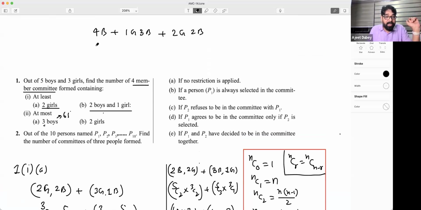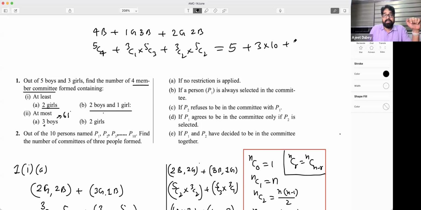4 boys, how many ways can we do it? We can do it by 5C4. Plus 1 girl, 3C1 into 5C3. Plus 2 girls, 3C2 into 5C2. So 5C4 is 5, plus 3C1 is 3 into 10, plus 3 into 10. So that will be equal to 65. Again, it will be 65. I'm sure it's clear to everybody.